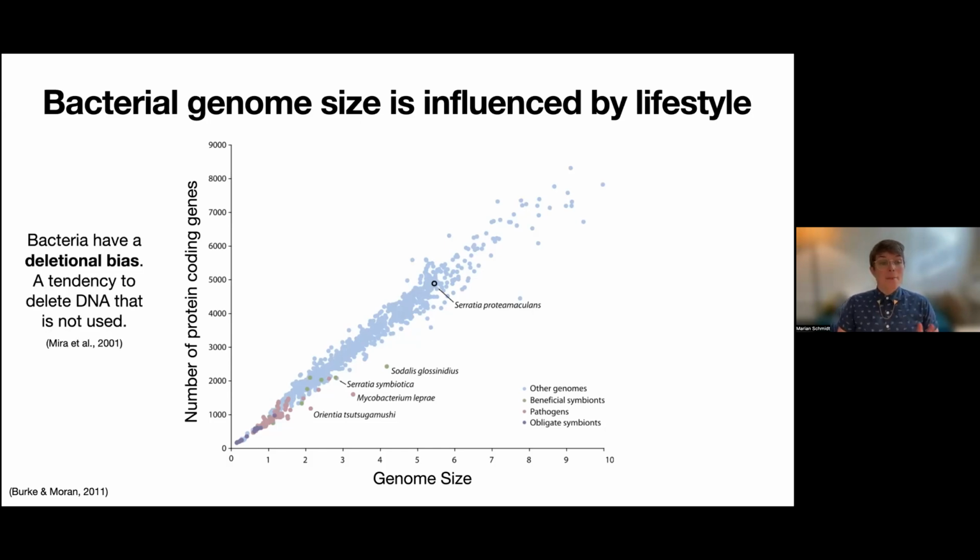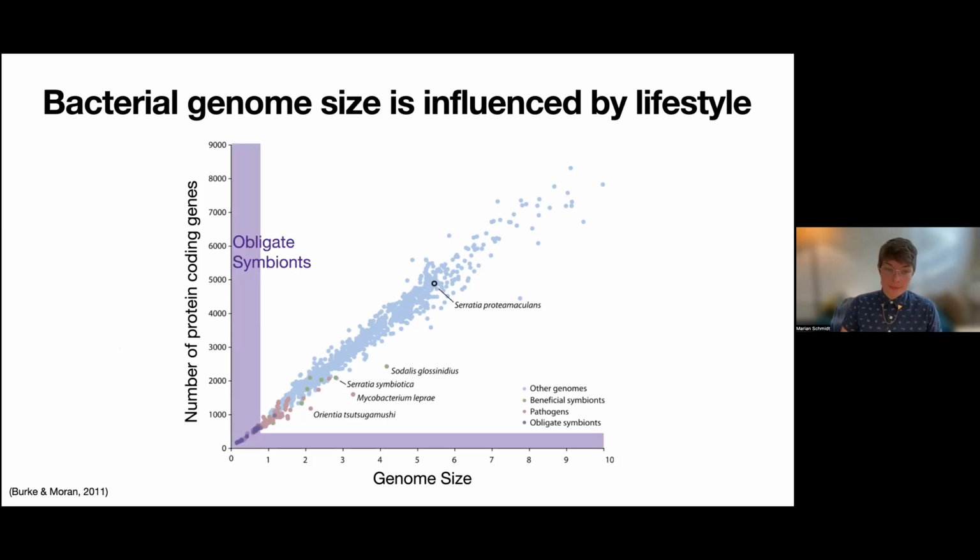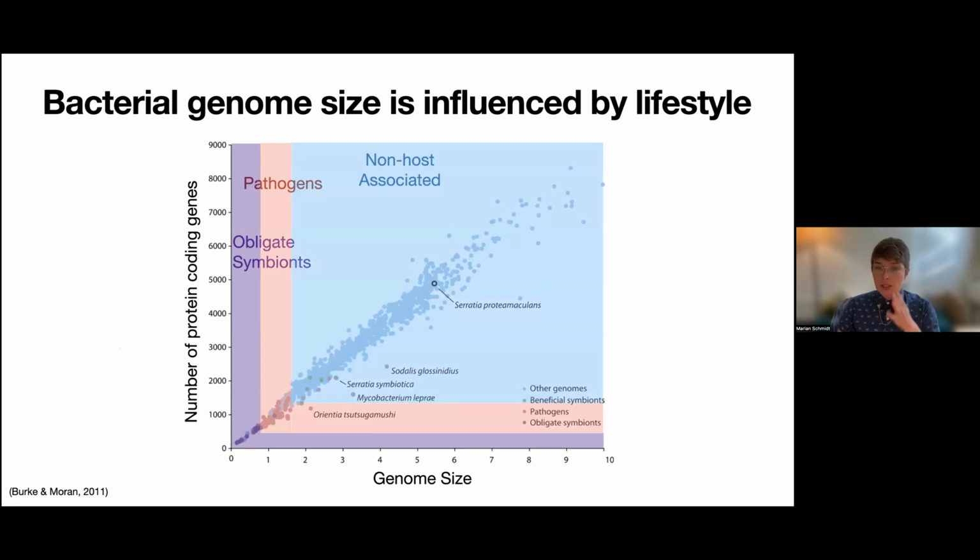This is because bacteria have a deletional bias, and so they have very little non-coding DNA, very little intergenic spacers, and they have this beautiful display of their genes in organizational packets as operons. This is all related to this mutational bias for deletions, the tendency to delete DNA that's not used. We know that obligate symbionts have the tiniest genomes with the fewest genes. Pathogens are a little bit larger with a few more genes, and then non-host associated microbes have the largest and most protein coding genes. But how did this happen?